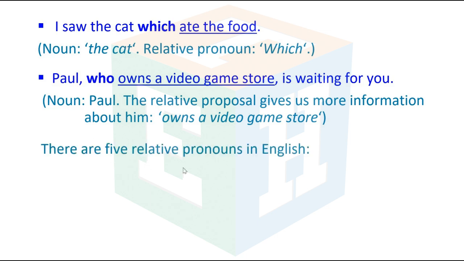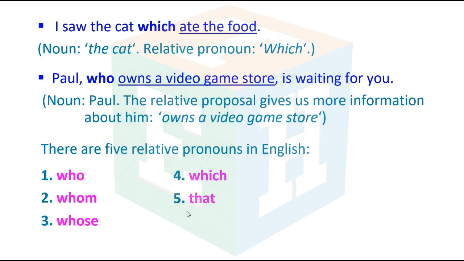There are 5 relative pronouns in English. 1. Who. 2. Whom. 3. Whose. 4. Which. 5. That.